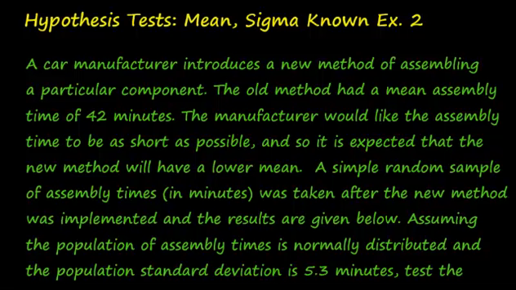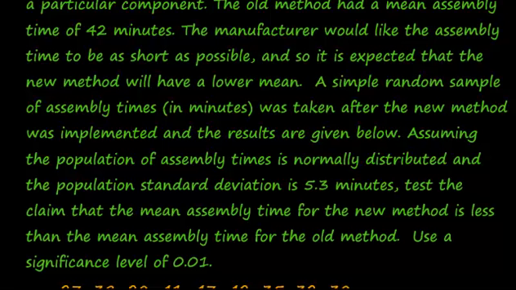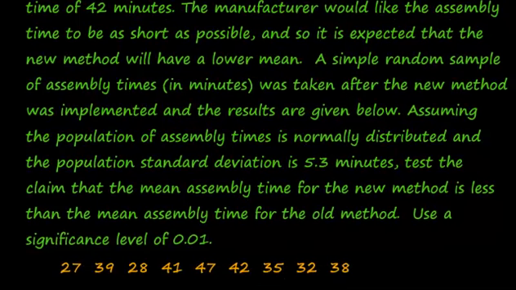Assuming the population of assembly times is normally distributed, and the population standard deviation is 5.3 minutes, test the claim that the mean assembly time for the new method is less than the mean assembly time for the old method. Use a significance level of 0.01, and here are the raw data values in minutes.